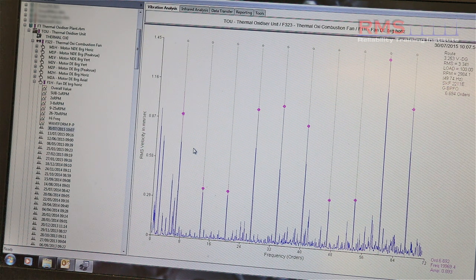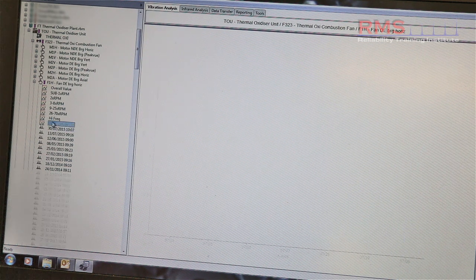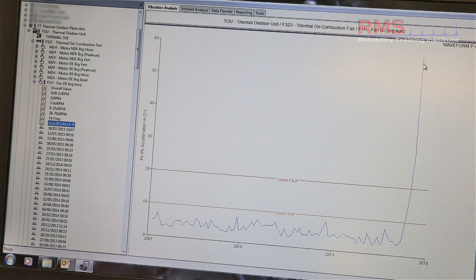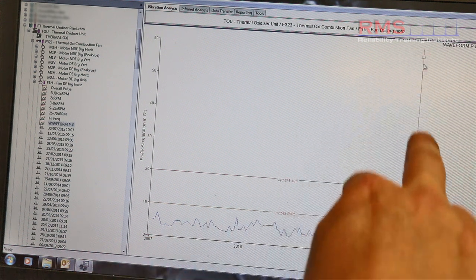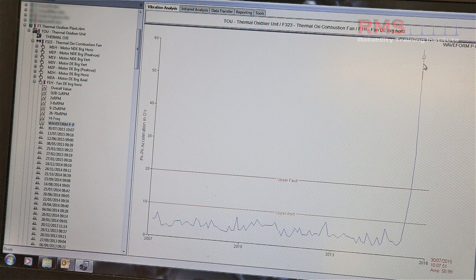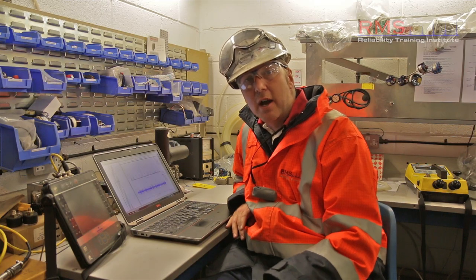So what we need to do, looking at the trend, this definitely needs to be planned out at the next shut and the fan repaired, because if we leave this, I mean, it's already high levels, there is a chance it's going to fail. And what will probably happen, these levels will probably start to drop just before it fails and the bearing will get hot.